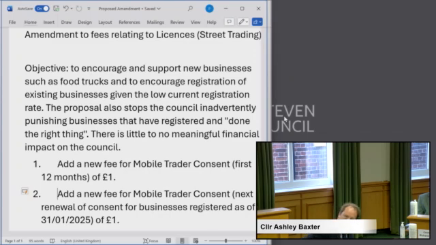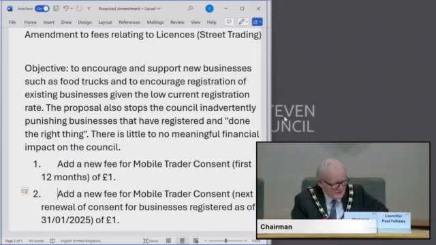So the Council has rejected the amendment, so we are now in a debate scenario, and I have Councillor Sawyer and Councillor Gill, but it's about this one particular amendment only. Councillor Sawyer.